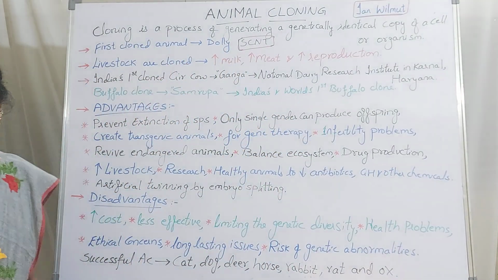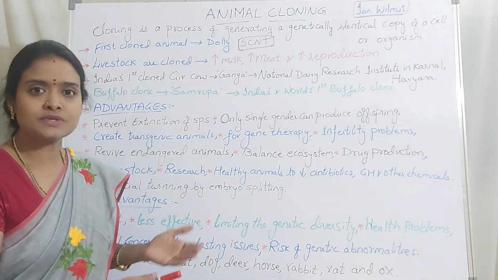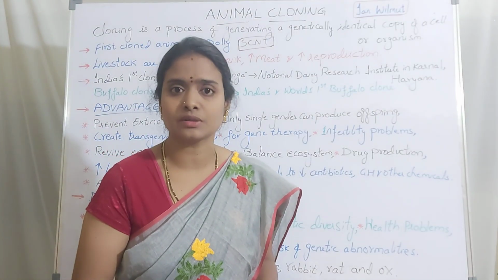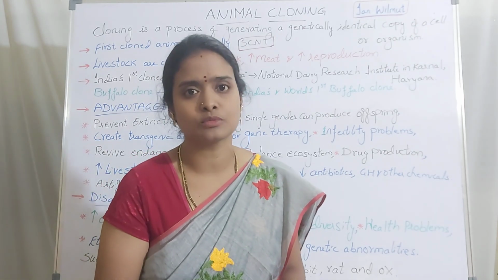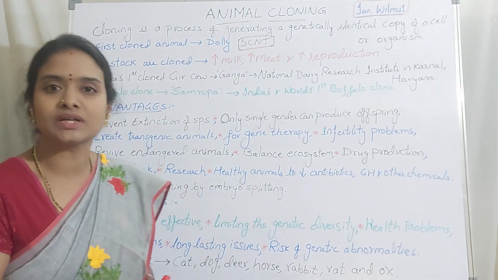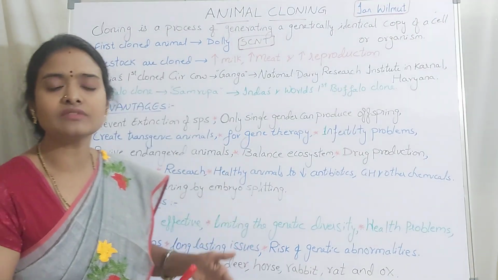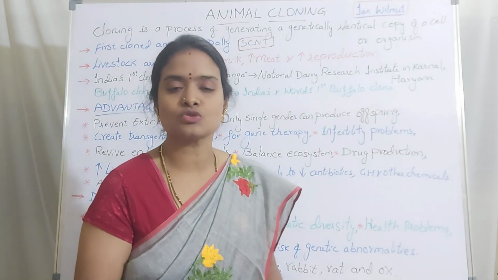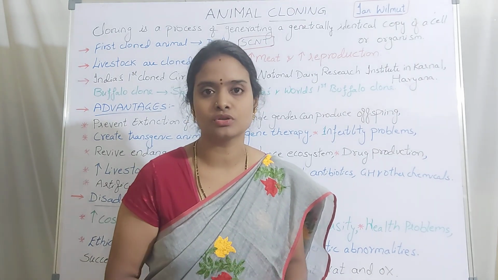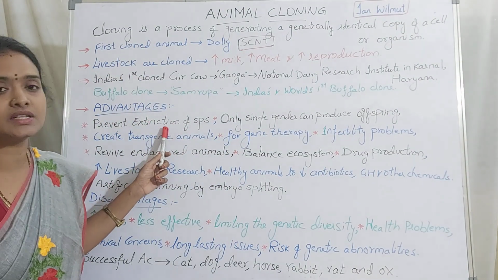First, coming to the advantages, the first advantage is to prevent the extinction of species. Some species will become extinct due to environmental or reproductive issues. That means a low reproductive rate may also lead them to become extinct, and also their survival rate due to unfavorable environmental conditions. In that case also, by using animal cloning, you can revive those animals. If you have at least one egg cell or a somatic cell, you can go for animal cloning to produce progeny. So like that you can prevent the extinction of certain species.